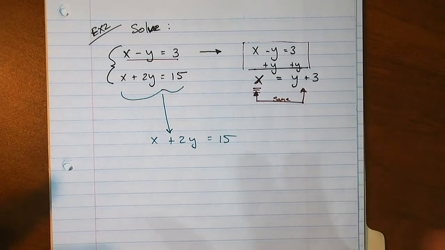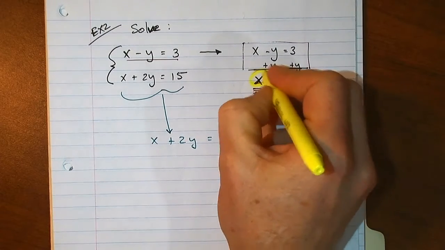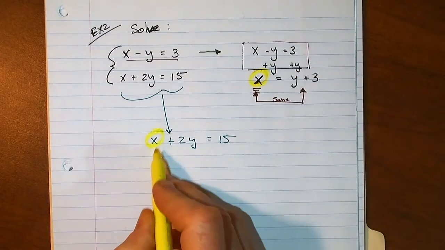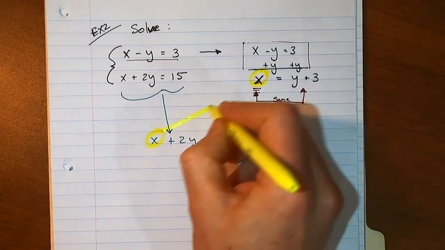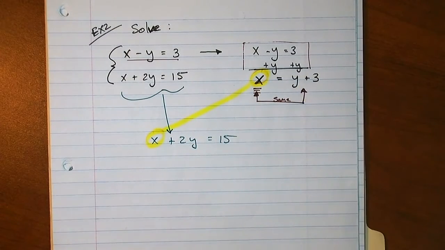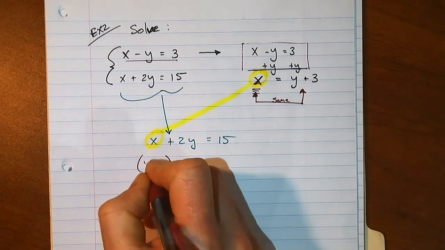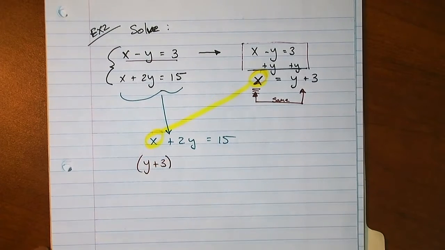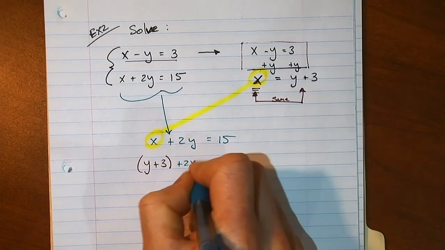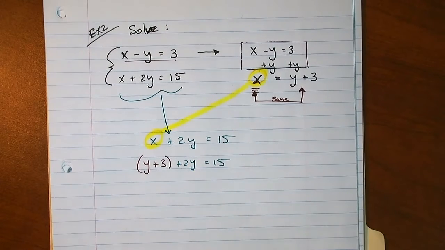So I can make a trade. I can make a swap. If these things are equivalent, then there's nothing wrong with saying, hey, look, this equation has an x. X is the same as y plus 3. So let's take out that x and trade it for y plus 3, because that's a fair trade. And then the rest of the equation doesn't change. It stays the same.